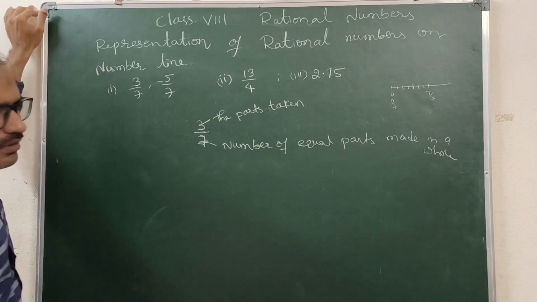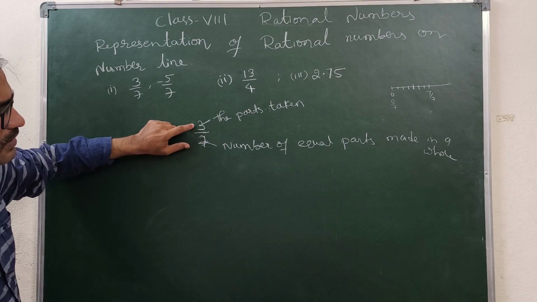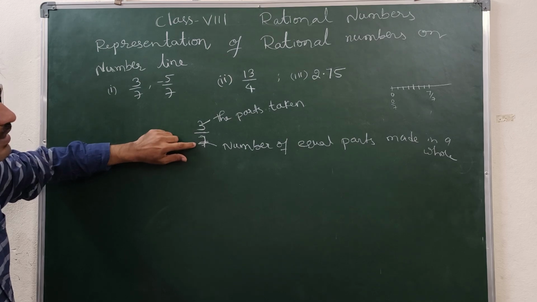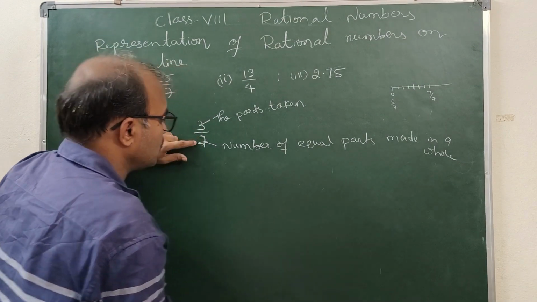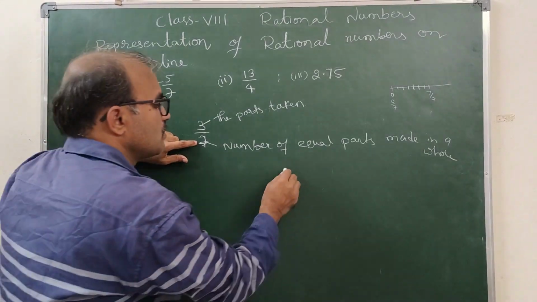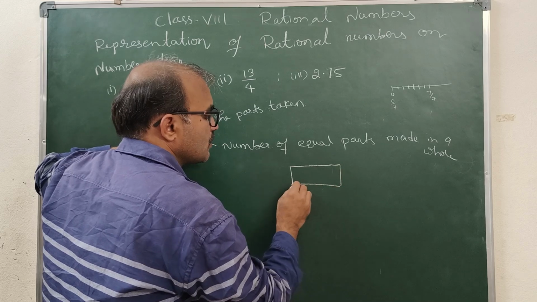Now, that is why when the numerator is less than the denominator, it means it is less than 1. So, the denominator represents the number of equal parts made in one whole, right? In one whole, how many parts you are making, that is the denominator.